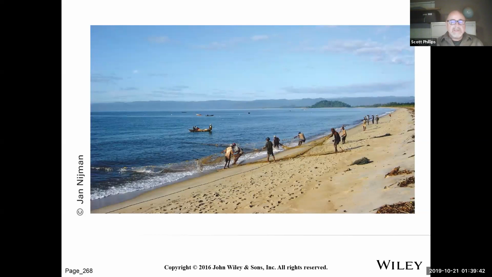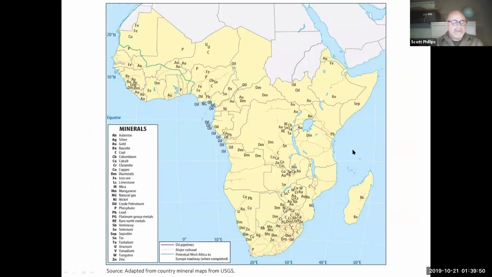Fishing is an important part of the primary industries in Africa. And in some cases, mineral extraction, including oil and other natural resources. And one thing I want to highlight here, without going through all of them in particular, is natural resources in general.